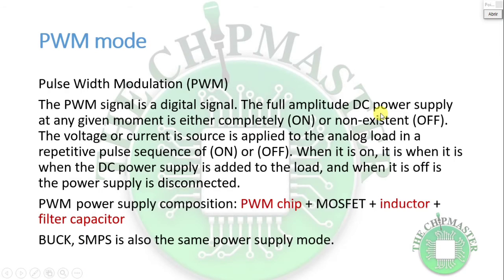Alright, let's take a look at the PWM. Pulse width modulation, PWM, is a digital signal, right? It has full amplitude, which is a DC power supply at any given moment. Once a voltage comes in at any given time, it generates a pulse. It is either completely on or non-existent, which is off, so it forms a pulse. That is why it's called pulse width modulation.